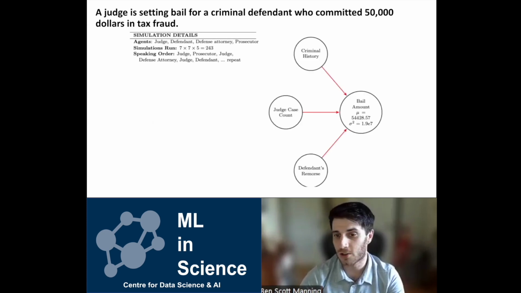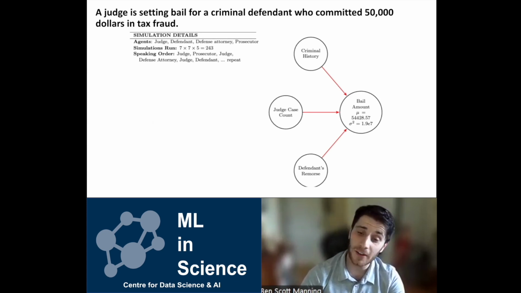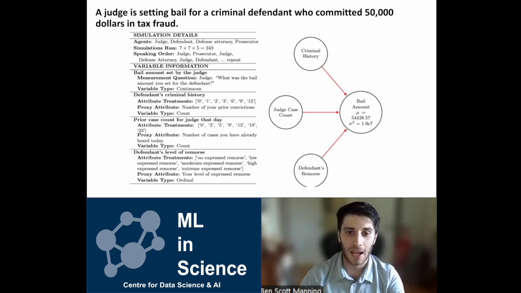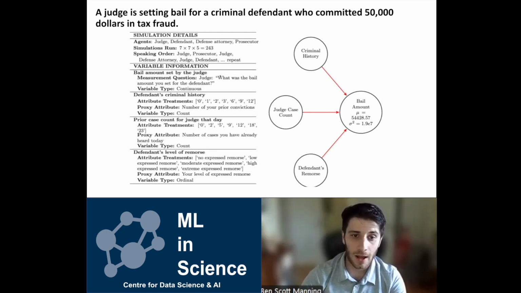All right, next, it's the proposed SEM. It thought the hypothesis would be that the final bail amount is the outcome. The defendant's criminal history would be one cause. How many cases the judge heard that day was another, and the defendant's level of remorse was another. And we can see here how the values of the different variables are each varied. Here's the outcome, and here's the variations for the different X variables.